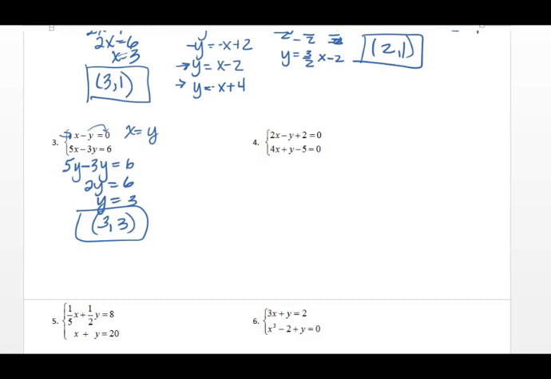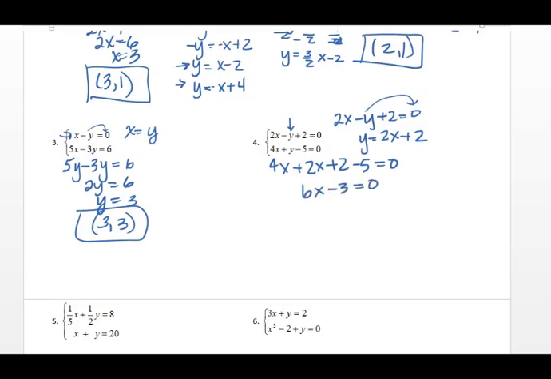Now on the next one, number 4, I'm looking, okay, what should I isolate to use for substitution? I'm going to use this negative y right here. You could use the positive y down here and you'll get the same answer. It doesn't matter. But I want to isolate it. So I'm going to move that y over. So I'm going to have y equals 2x plus 2, basically. Now I'm going to plug that y into this bottom equation. 4x plus 2x plus 2 minus 5 equals 0. So 6x minus 3 equals 0. 6x equals 3. So x is equal to 1/2.